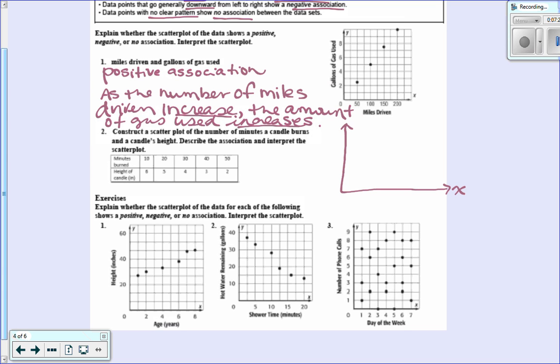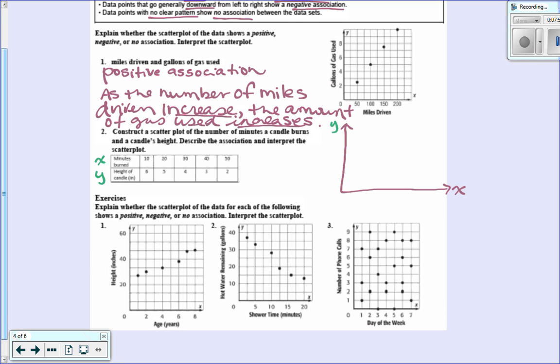That'll represent our X and our Y value. So if we have minutes burned and the height of the candle, which one is our X and our Y value? Yeah, this is your X value, and this is your Y value, right? Are we good? All right. Because the height of the candle depends on how long it's going to burn, right? All right.